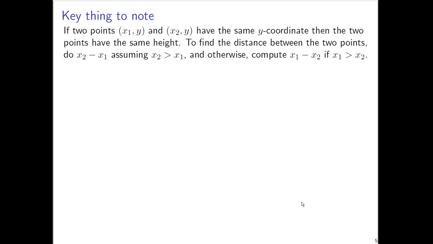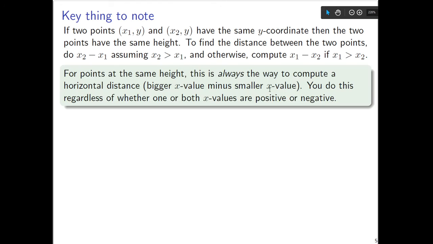Now, the key thing that occurred here, I've already really said it, is that for two points that share the same y coordinate, so you have (x1, y) and (x2, y), emphasis on the same y, all you have to do is find this horizontal distance between the two. They have the same height, so you're just finding x2 minus x1, bigger x value minus smaller x value. That's all that's going on.